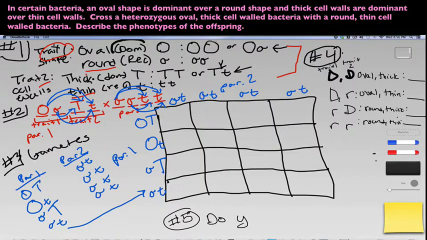So do your cross. And that's what's up above. So the cross is up here. You'll go ahead and use red to show our offspring. These are all the possible offspring.